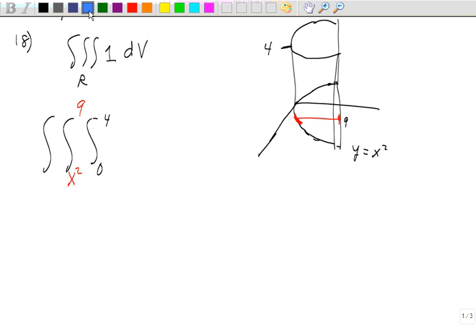And my x is going from -3 to 3. Okay, so that's pretty easy to see. I'll let you integrate that.